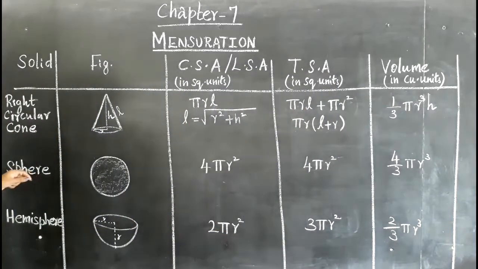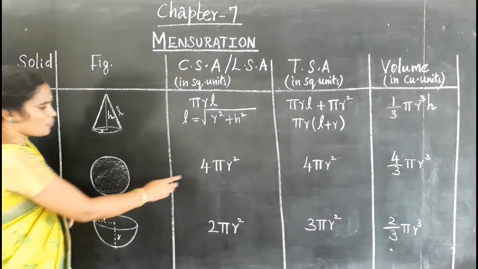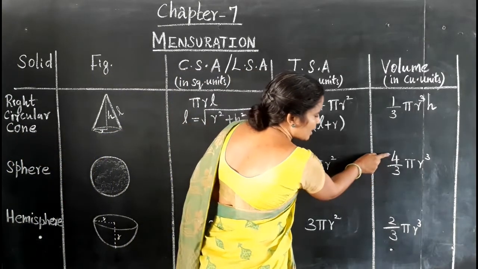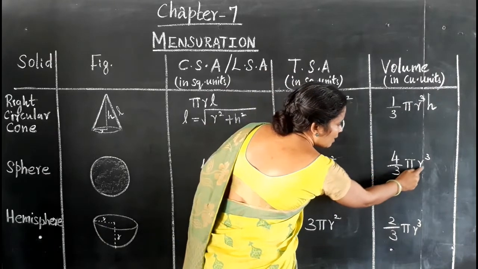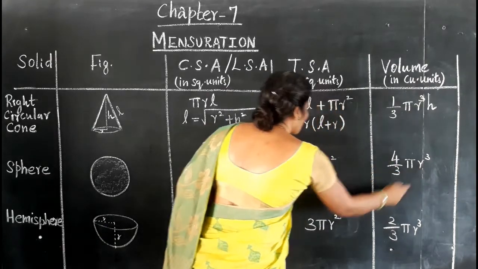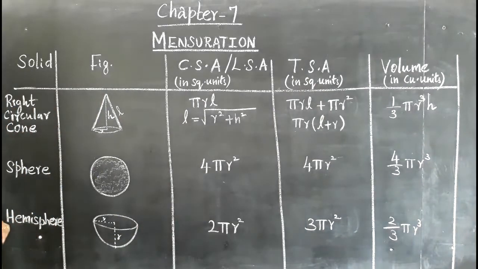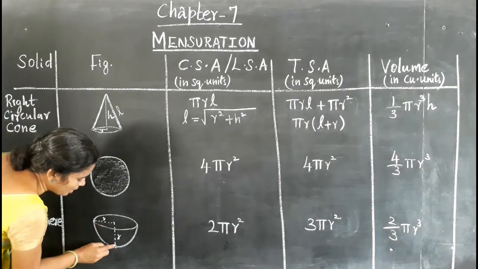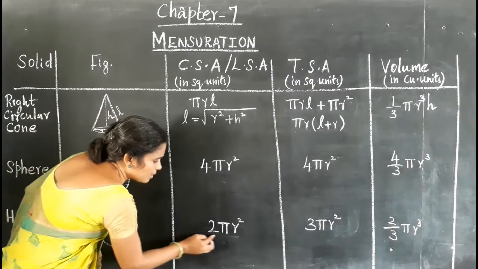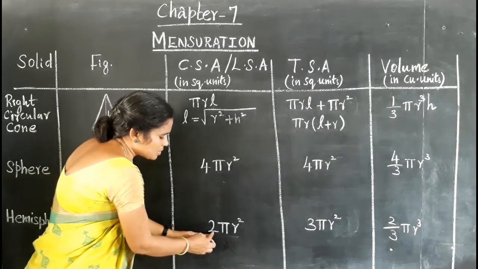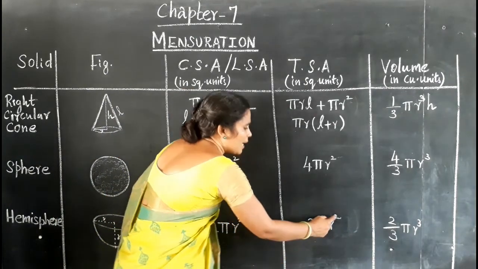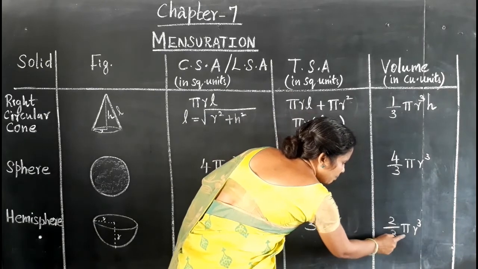Okay, and the next solid figure is the sphere. CSA of a sphere is 4πr² and TSA is also 4πr². Volume of a sphere is 4/3 πr³. And the next solid is the hemisphere. CSA of a hemisphere is 2πr² and TSA is 3πr². Okay, and volume of a hemisphere is 2/3 πr³.